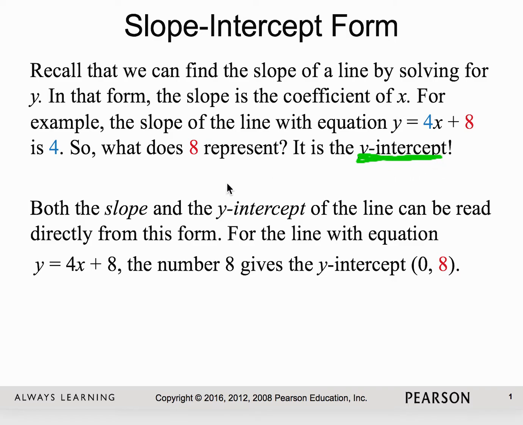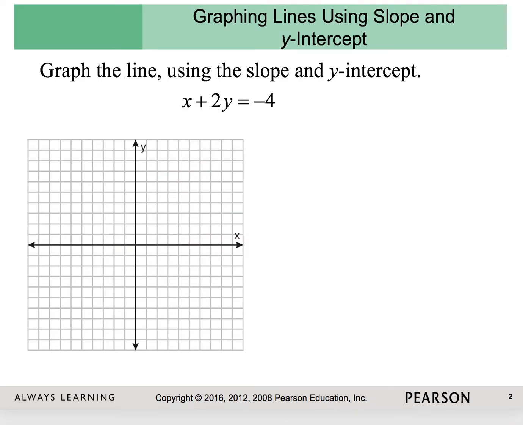If I have an equation solved for y, I know a point and the slope. Remember last time how easy it was to graph those things when we knew a point and a slope? I could get a whole bunch of points real quick. So if our equation is solved for y, we'll be able to graph them pretty easily.